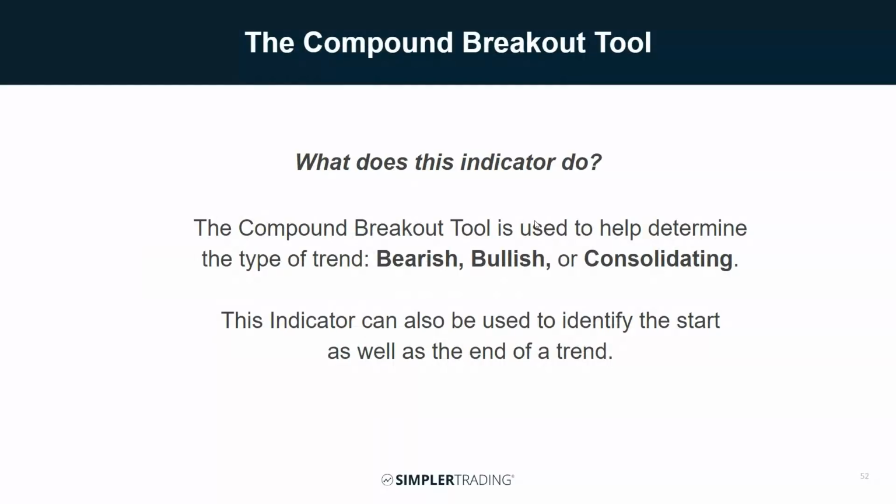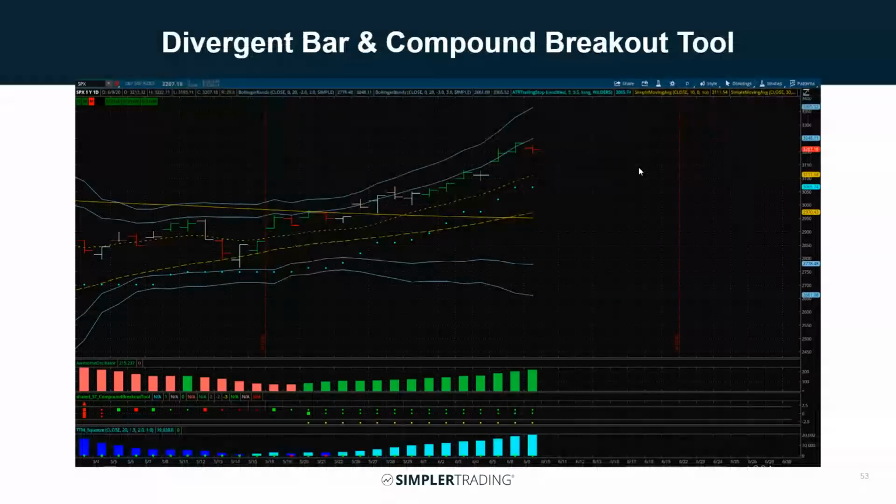What does the compound breakout tool do? Well, this one is used to determine the type of trend, whether it's bearish, bullish, or consolidating. And it can also help identify the start as well as the end of that trend. So it's a great way to look for the start of a bullish run and jump into something and really hold on to it until that signal starts to cancel itself out.